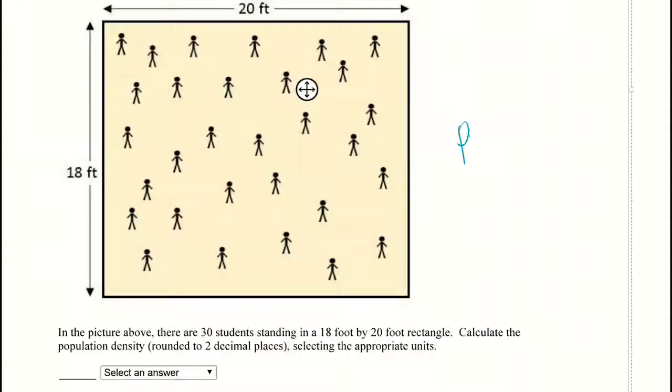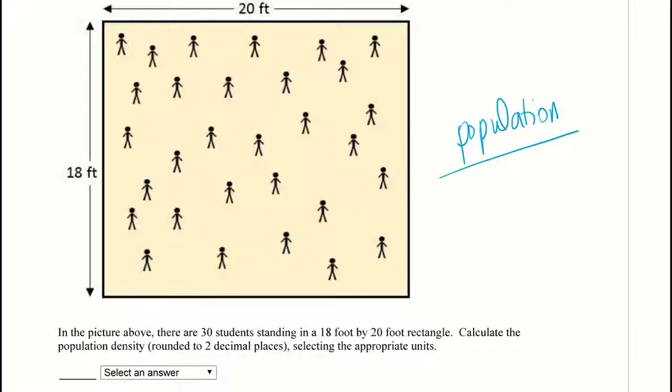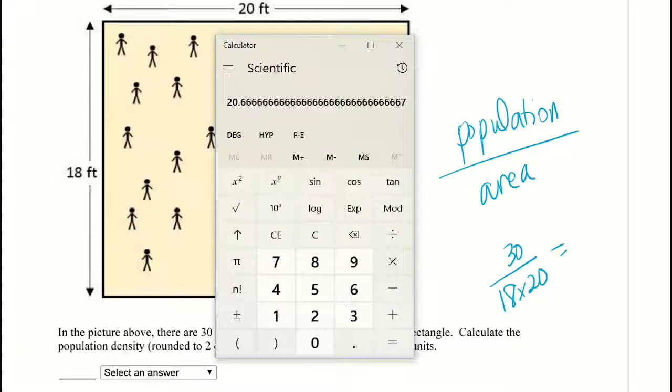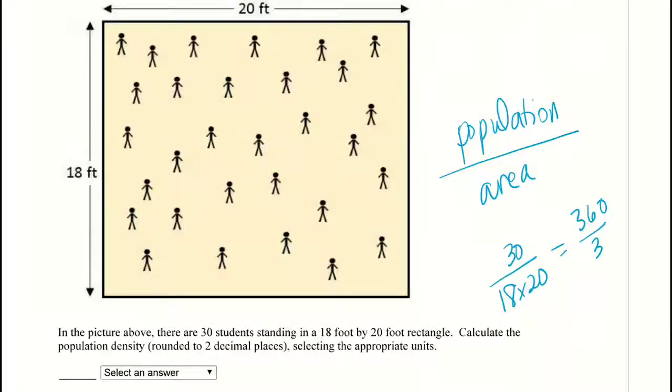Here's a classroom. So 30 students in an 18 by 20 foot area. To find the population density, we would take population divided by area. So 30 divided by 18 times 20. So we are going to do PEMDAS. That means we're going to do that denominator first, figure out what goes on bottom, 18 times 20. So that's 360. And that should be on bottom. So we have 30 over 360.